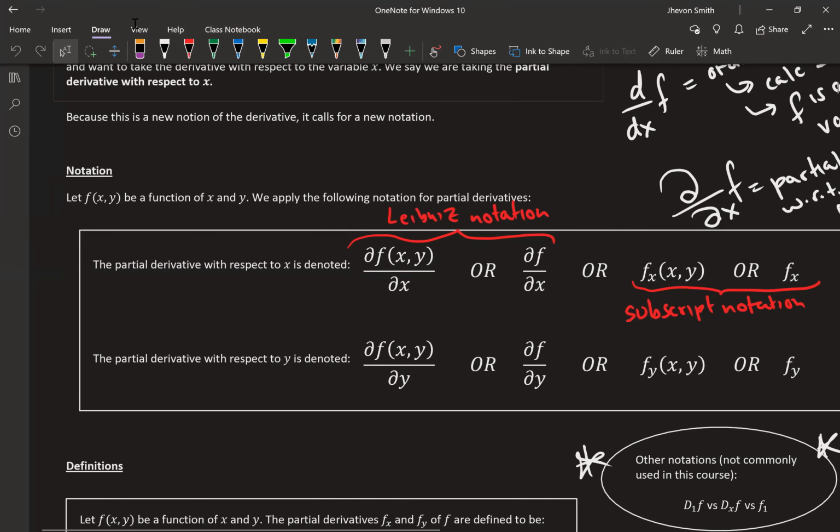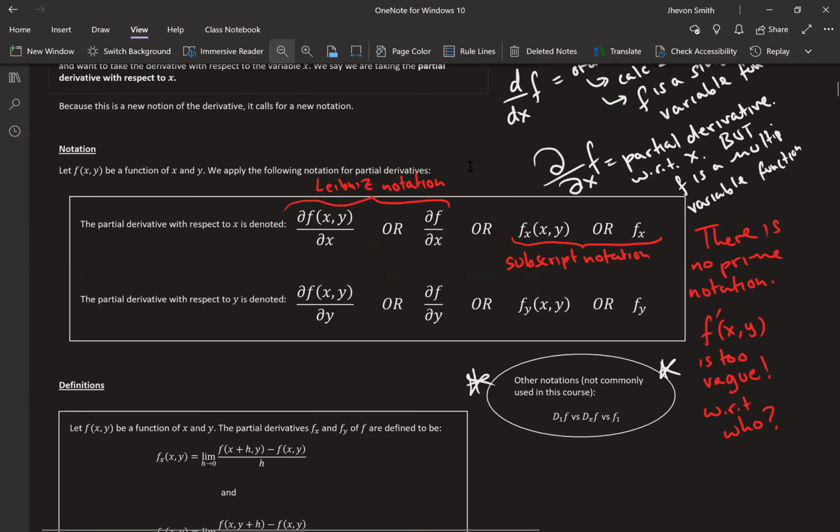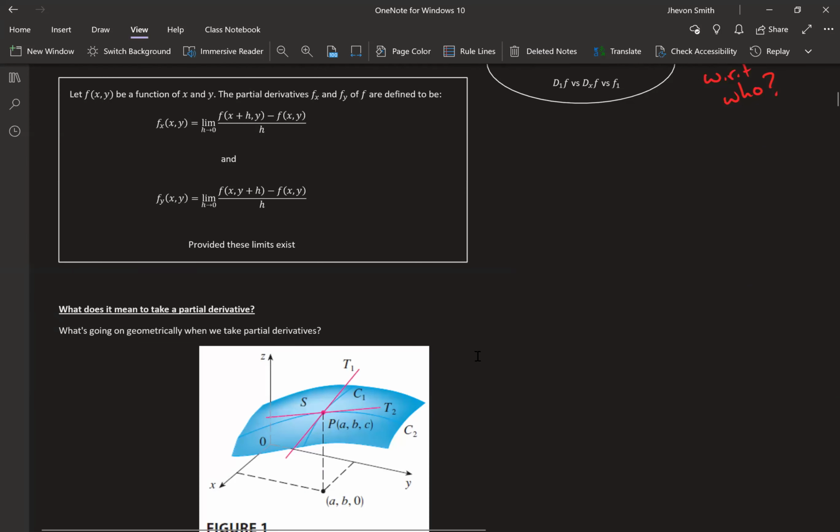First of all, I told you there were different notations. There was the Leibniz notation, and there's the subscript notation, which we're going to talk about a bit more today as well. There is no prime notation because it's too vague. When you have a prime, you don't know who the prime belongs to, because you can take a derivative with respect to several variables. So with a multivariable function, you have to say who you're taking the derivative with respect to. There's a way to take a total derivative, but it's way above our pay grade. That's a whole other class, and you need a lot of linear algebra.